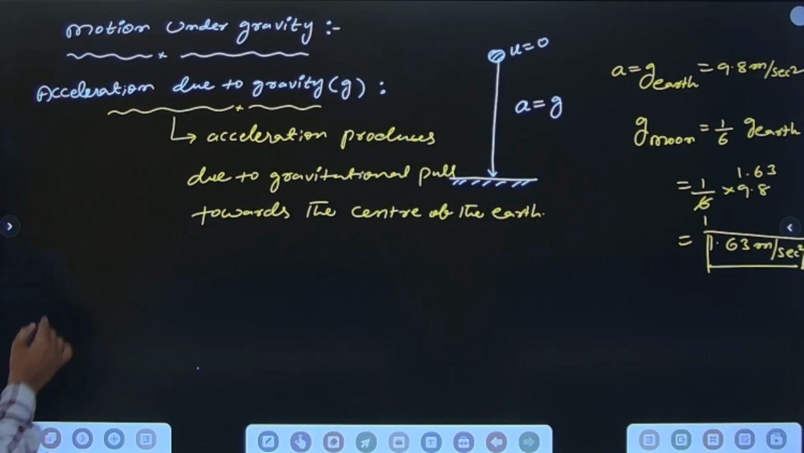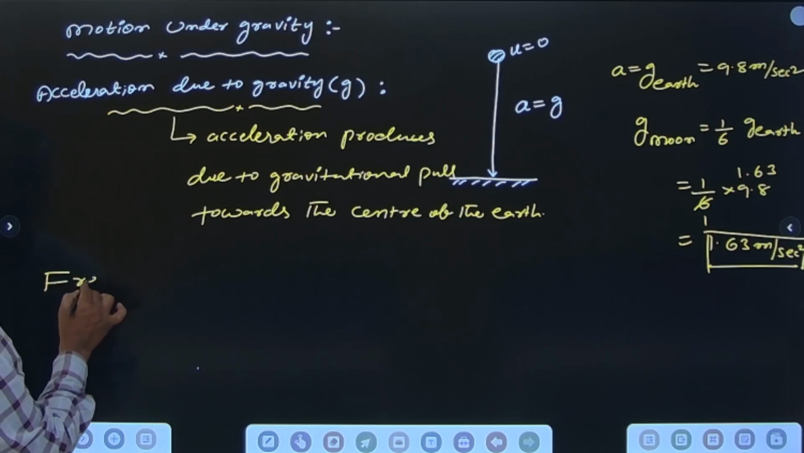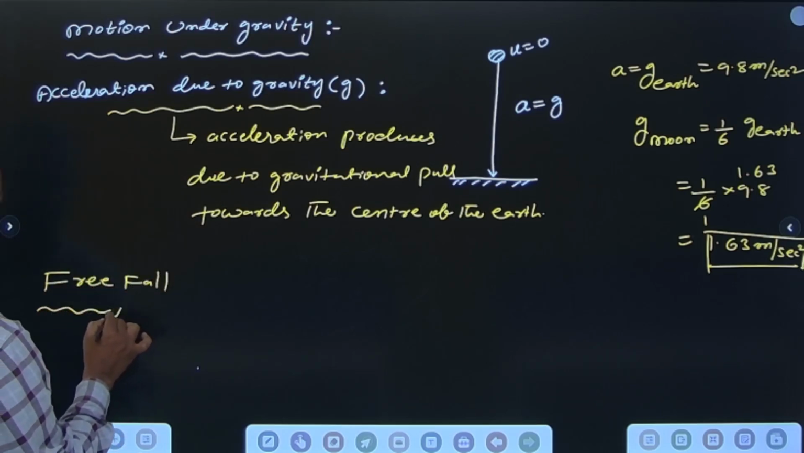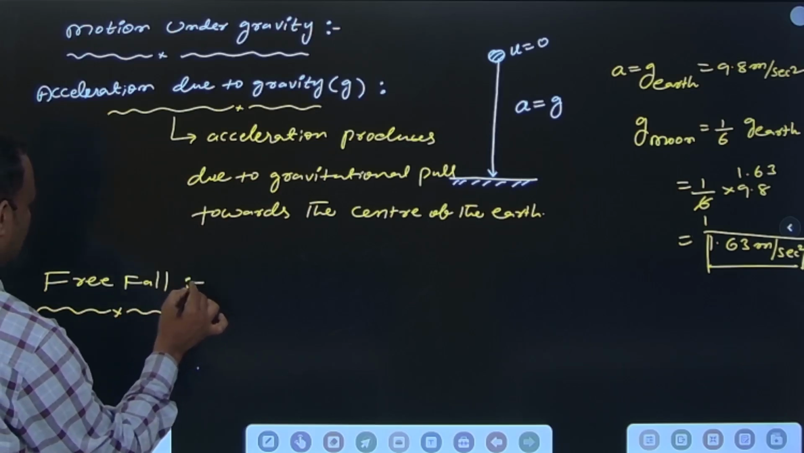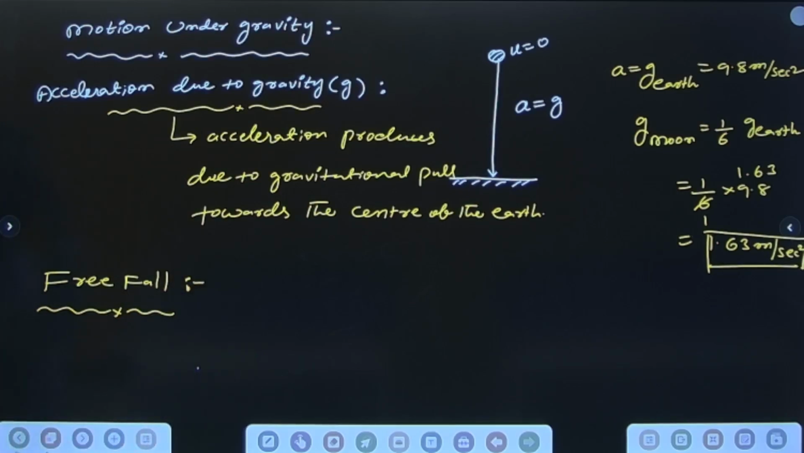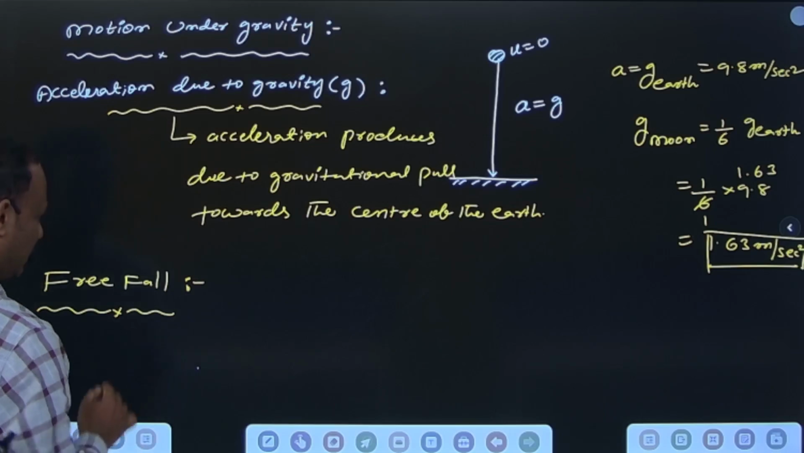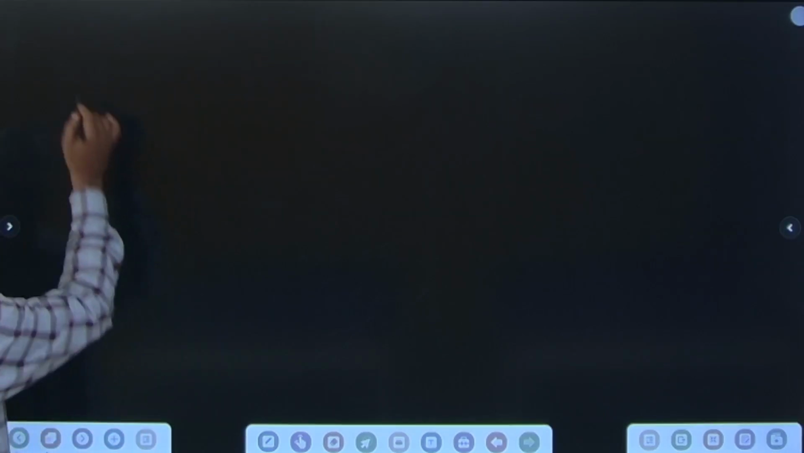Next, what does the term free fall mean? Free fall is a concept in schooling. Free fall means a freely falling body from a certain height.